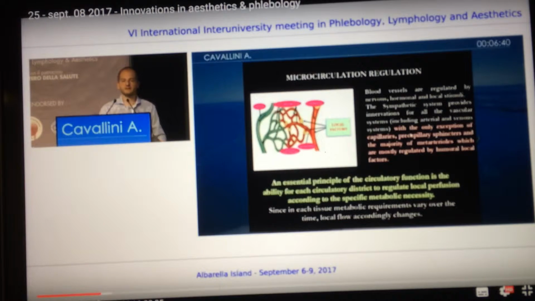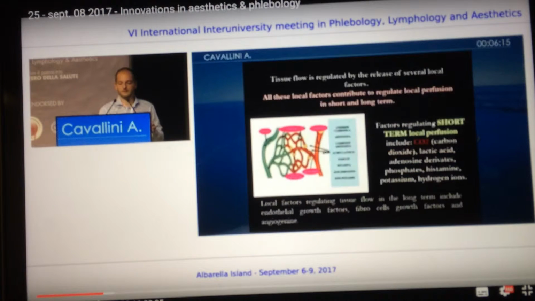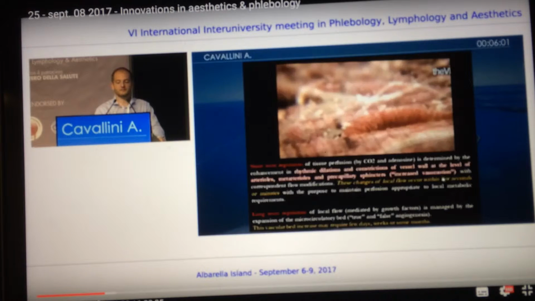Microcirculation is separated from the bigger vessels, from the hormonal system and other systems, but it is mostly regulated by humoral local factors. And the hemodynamic is very important for the microcirculation because it regulates the circulation itself based on specific metabolic needs of the tissue in that very moment. And you see that CO2 is one of the main factors here because it's a regulatory factor for the vasomotion. More specifically, the short-term regulation.